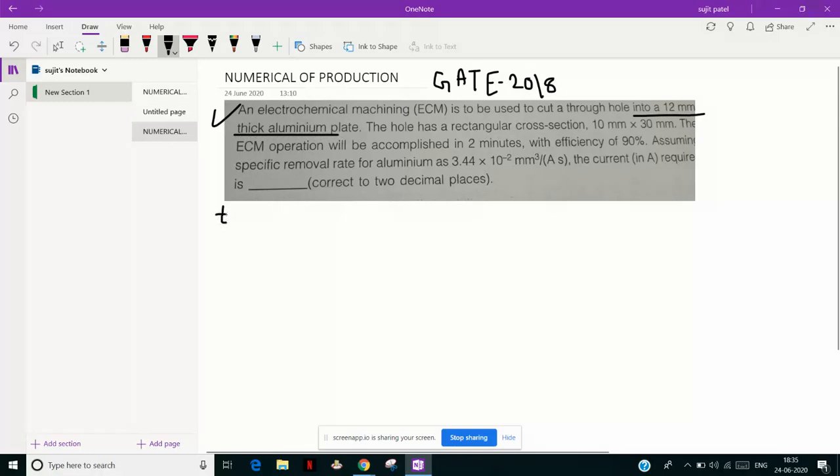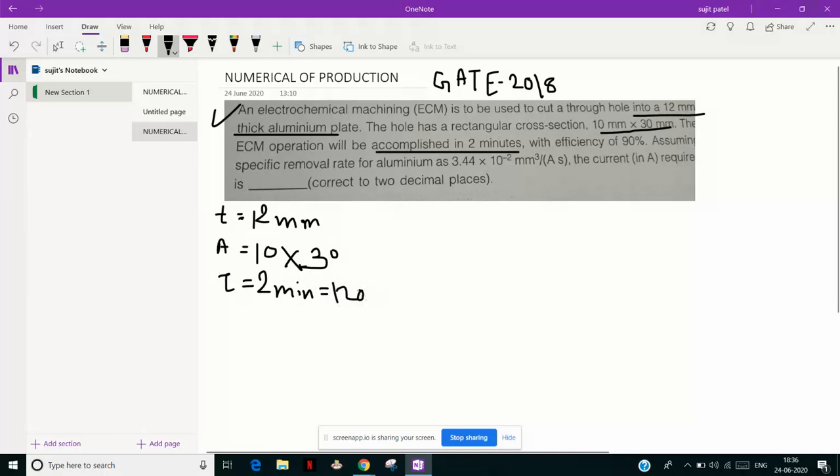So the thickness of the plate is given, 12 mm. Okay, the hole has a rectangular cross section 10 mm by 30 mm. So cross section area is 10 mm by 30 mm, and ECM operation will be accomplished in 2 minutes. So time tau is given as 2 minutes. So we will convert into second. It will be 120 second. And efficiency is 90%.